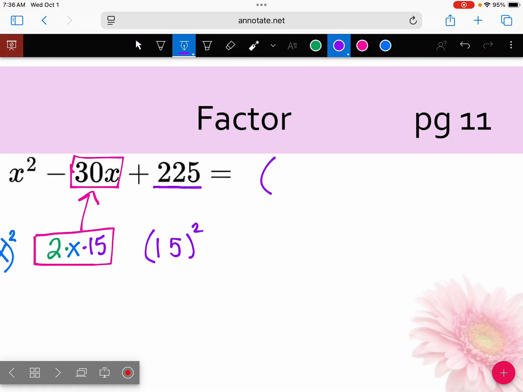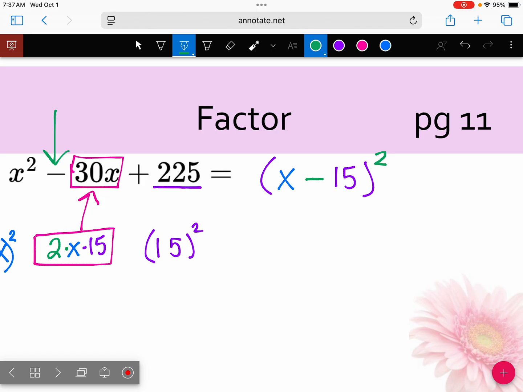We could write this as our x in the front, 15 in the back, and because this has the minus sign right here, we use our minus sign. And it's going to be 2 of them. So it's always going to be squared. So I can rewrite this in this form.